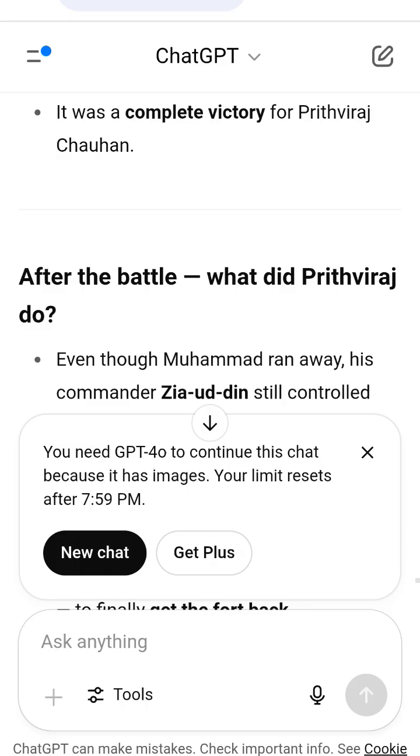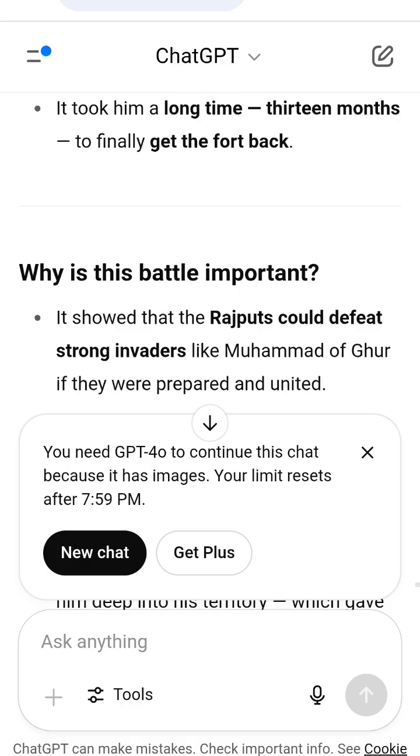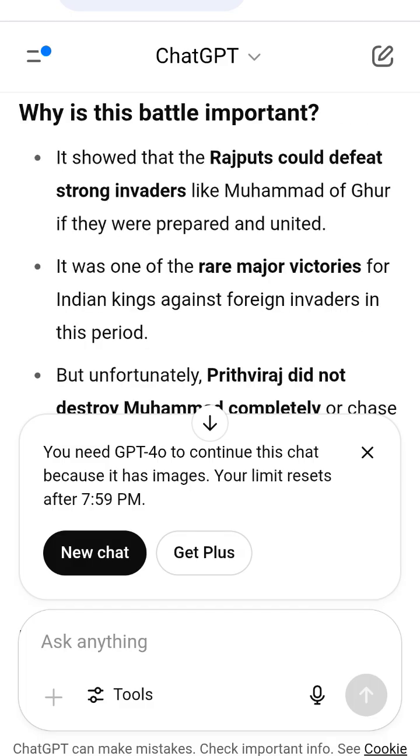3. Missed opportunity. Although Prithviraj won, he did not chase Muhammad back to Ghur or completely destroy his army. This allowed Muhammad to recover and return the very next year, in 1192 CE, which led to the Second Battle of Tarain, where Prithviraj was defeated.